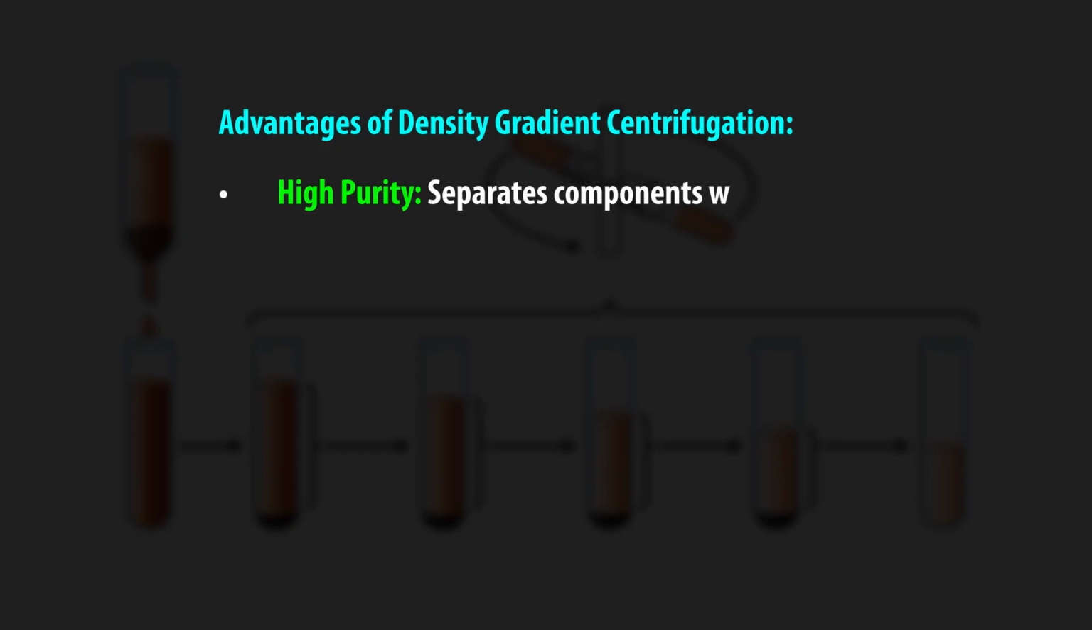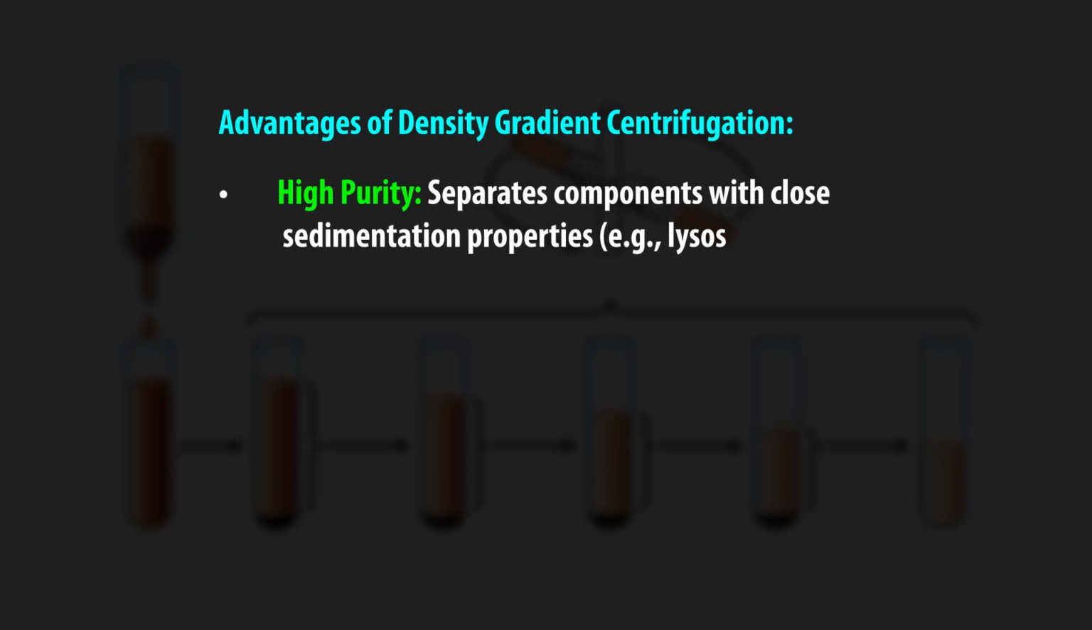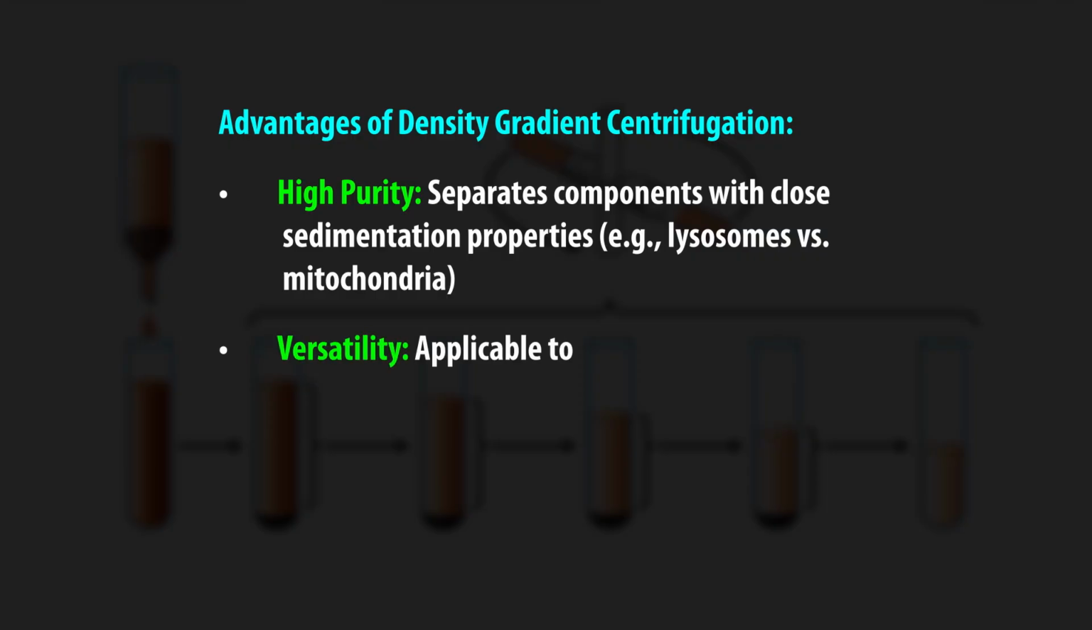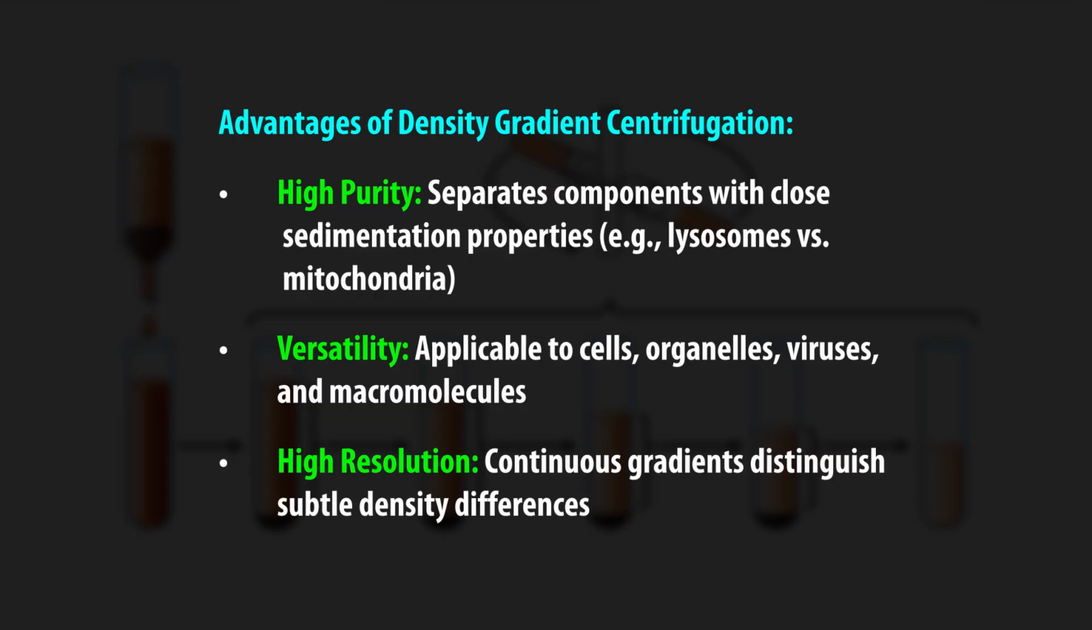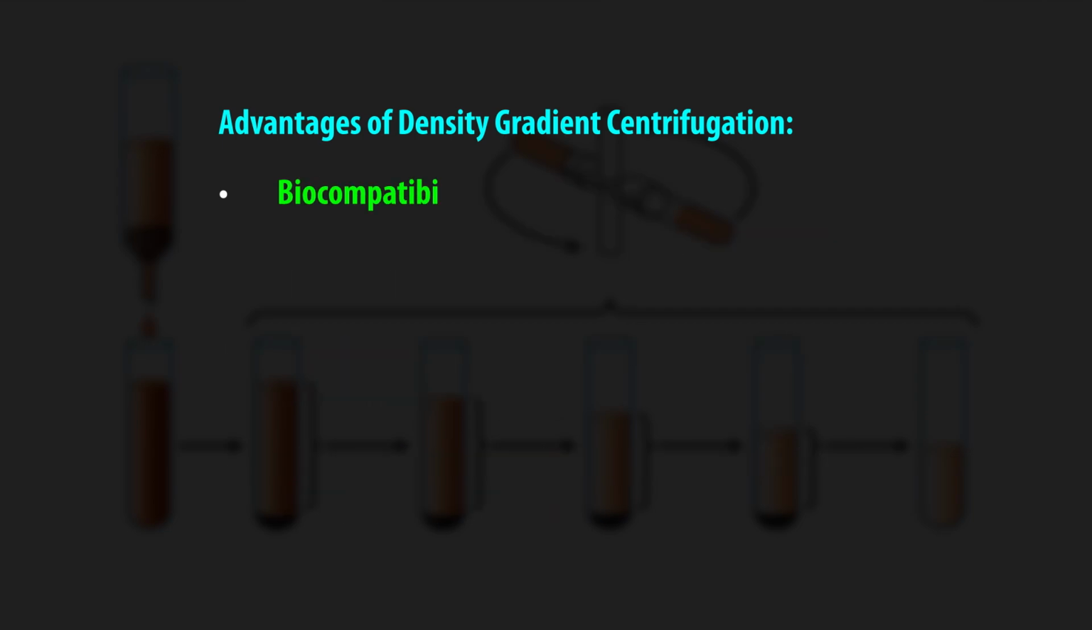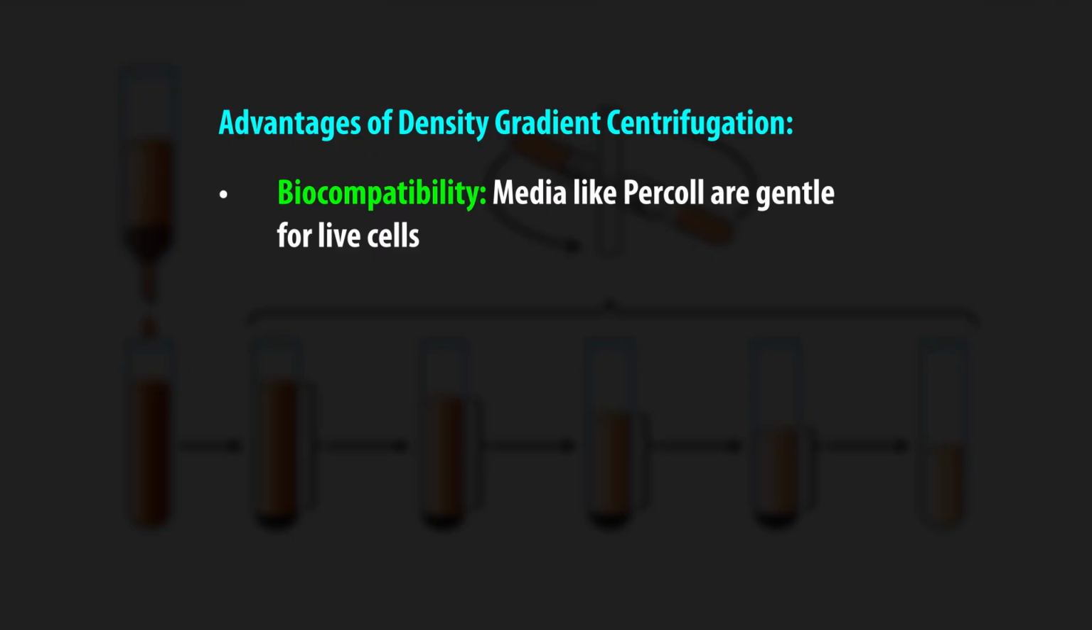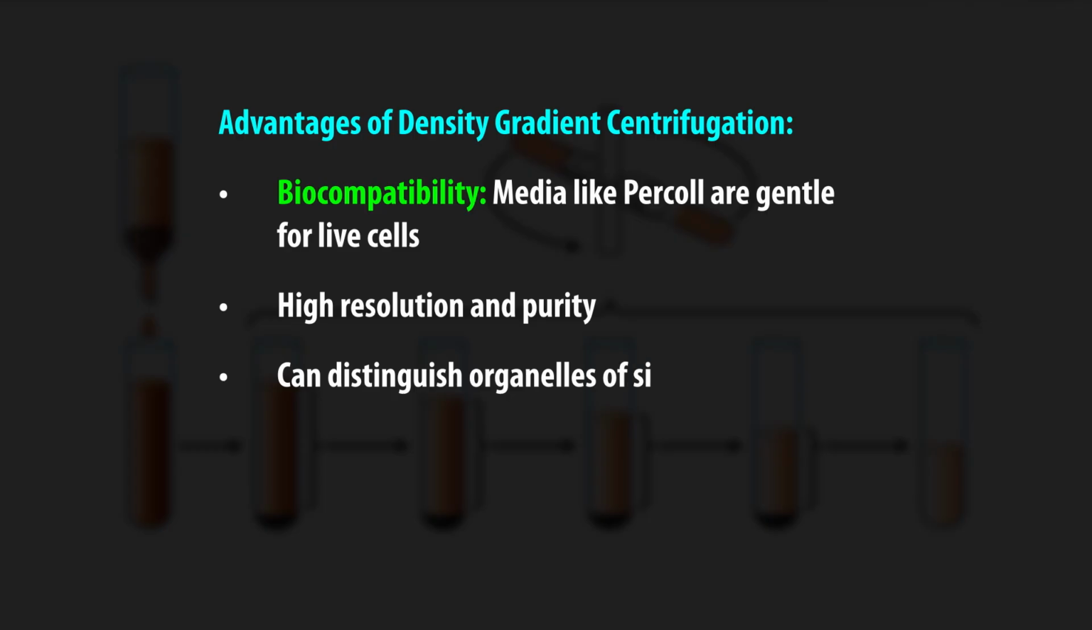High purity. It separates components with close sedimentation properties, for example, lysosomes versus mitochondria. Versatility. It is applicable to cells, organelles, viruses and macromolecules. High resolution. Continuous gradients distinguish subtle density differences. Biocompatibility. Media like Percoll are gentle for live cells. High resolution and purity can distinguish organelles of similar size but different densities.